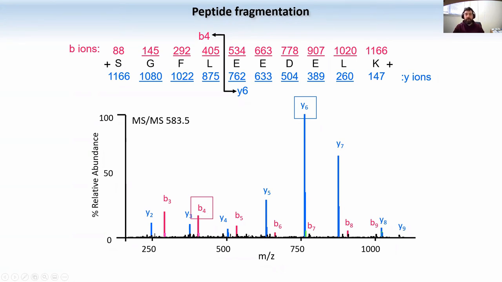Then, how do we know the sequence of this peptide? That's because the mass difference between this fragment and this fragment corresponds to the mass of leucine. The mass difference between this fragment and this fragment corresponds to the mass of glutamic acid. We know that the mass differences between these fragments are the masses of the amino acids that compose this peptide. Of course, this is done automatically by software, but that's how we can easily reconstruct the peptide sequence when we have a fragmentation spectrum.